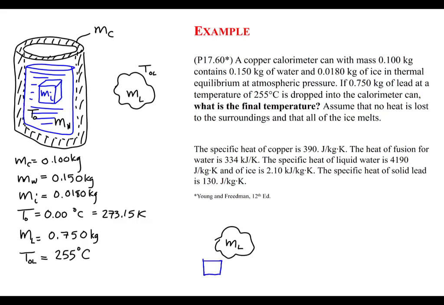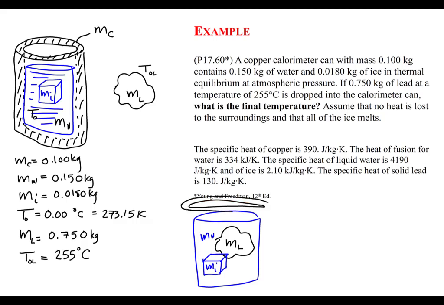So we have the ice in our can. We have the water in our can. And we have our can itself. Now let's look at this. So our goal is to find the final temperature of the system.